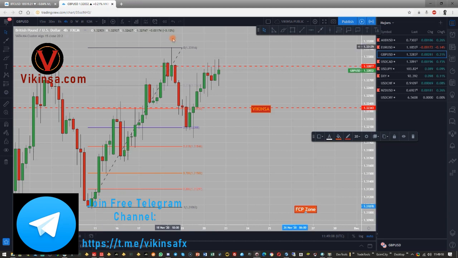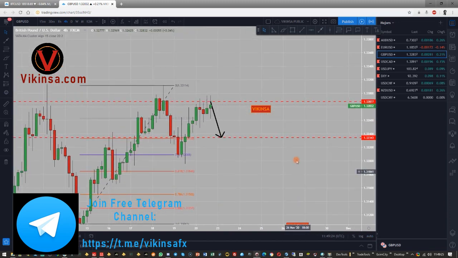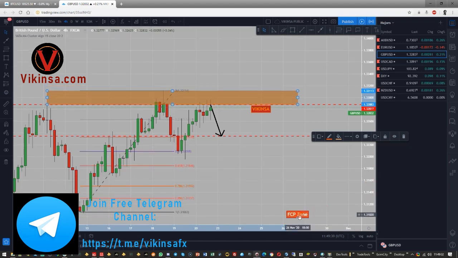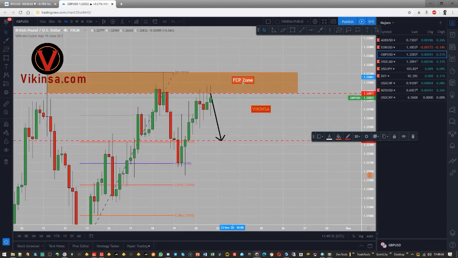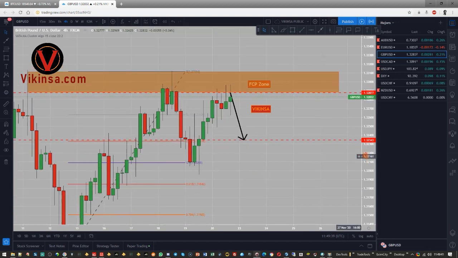What we have here is that the market is probably creating a double top, actually a triple top: one here, two here, three here. If the market starts to fall down, which I'm expecting, then we are looking for the next level as 1.32343, this level. And this is our FCP zone right now. That's the top one, so the market needs to go through that before it becomes bullish.